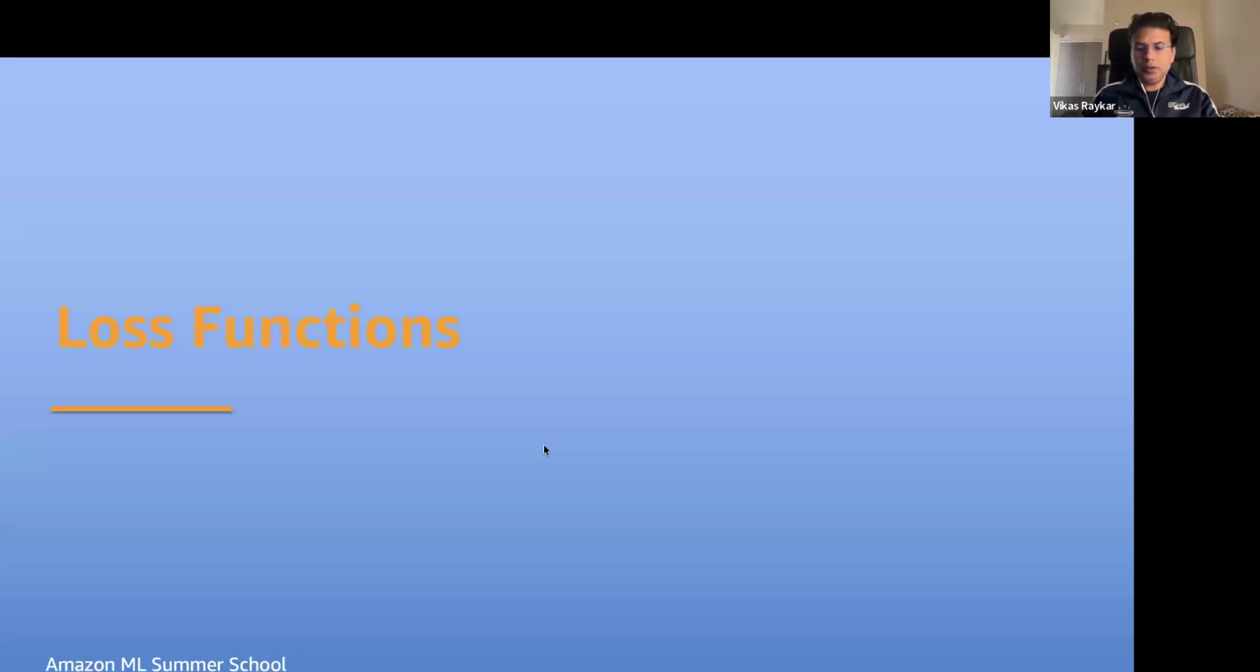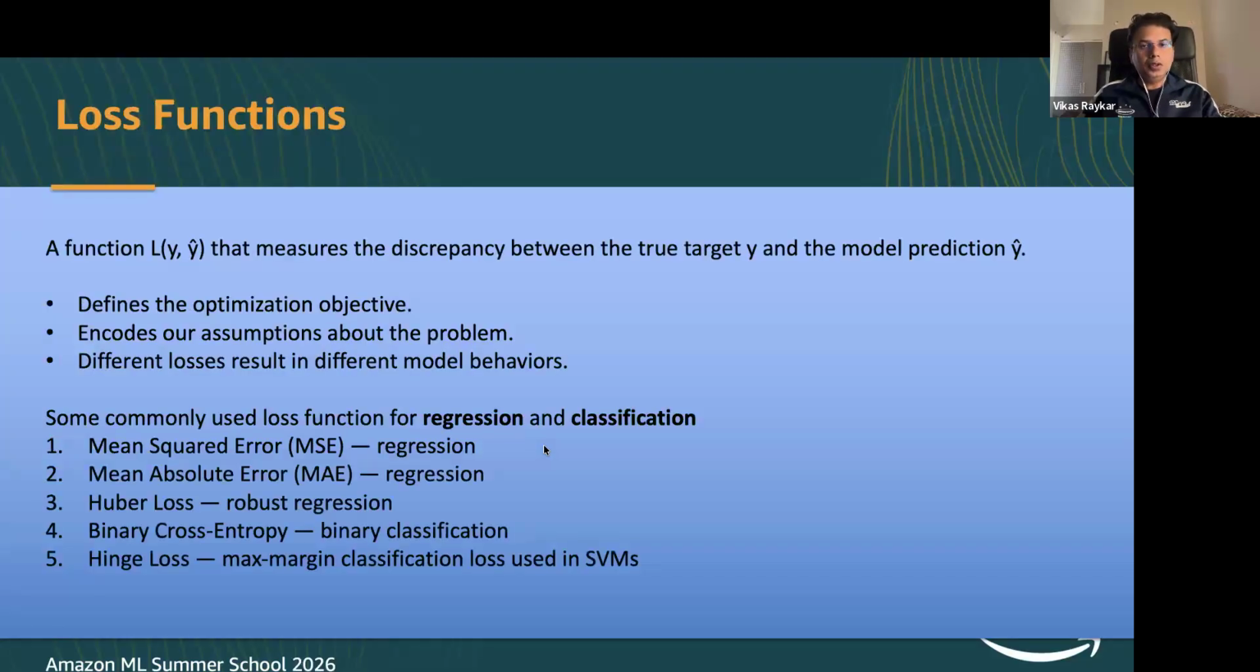Okay, we'll get started with loss functions. So a loss function is essentially defined as a function of two things. You have your true target variable y, and there is a prediction from a model, which is y hat, and the loss is between y and y hat, and it captures the discrepancy between the true label and the model prediction. So in general, this defines your optimization objective, and it also mainly encodes our assumptions about the problem. Different loss functions result in different model behaviors. Today we'll be mainly focused on loss functions for regression and classification.